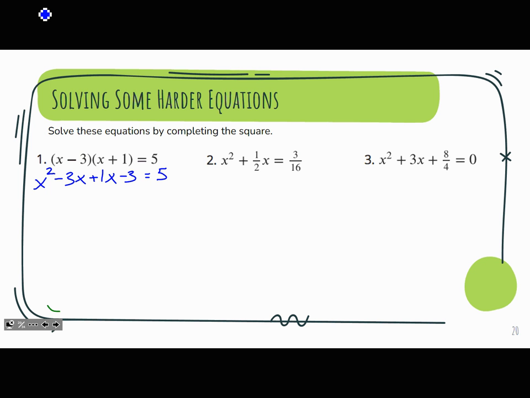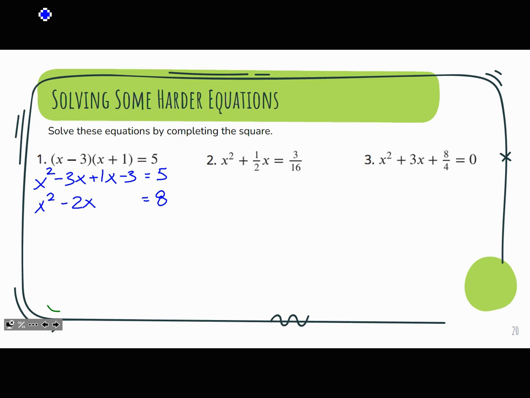Okay? Now I'm going to combine some like terms, and then I'm going to take the 3 and move it to the right side. The reason why I'm going to do that is to leave the space to complete the square. So I'm going to have x squared minus 2x, and then I'm going to take this 3 and add it to the 5 to produce 8.